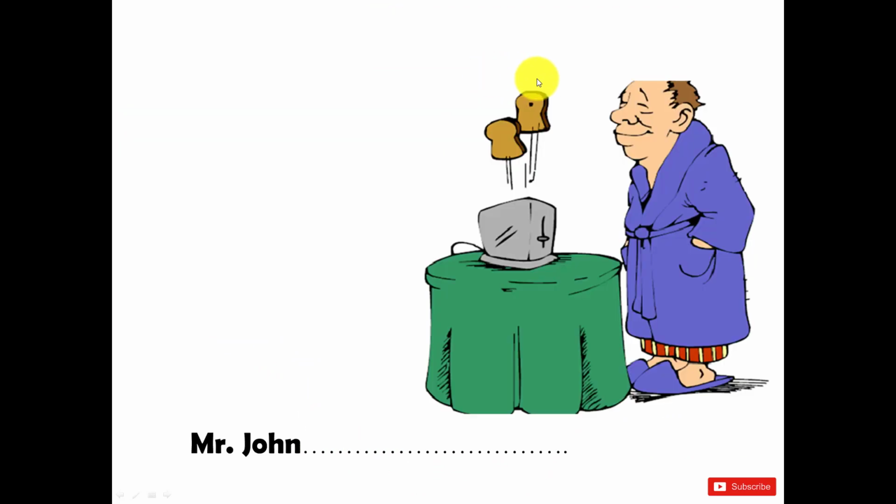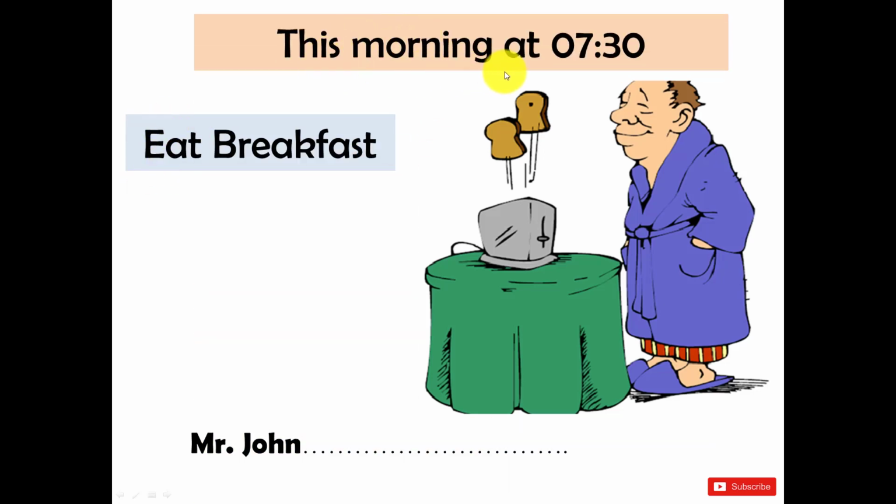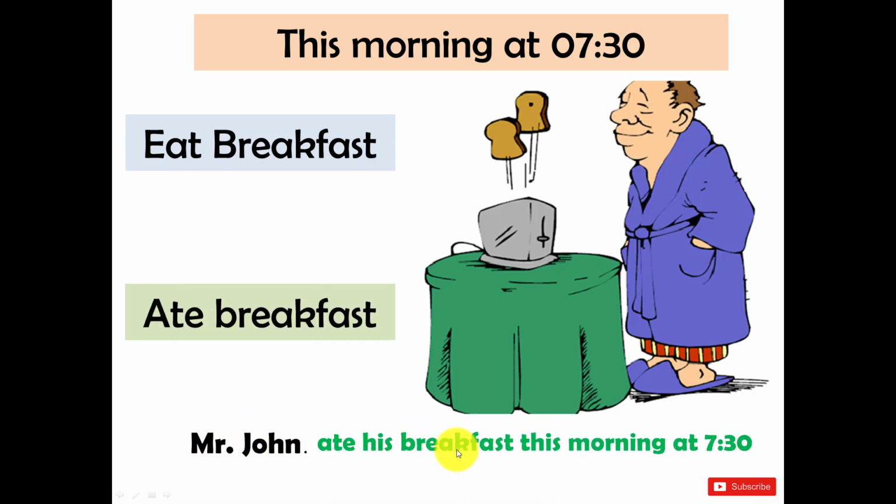Perfect. Next, this is Mr. John and eat breakfast. Eat is a verb. The time expression is this morning at 7:30. So what is the past of eat? Yes, good job. So ate. So Mr. John ate breakfast this morning at 7:30.